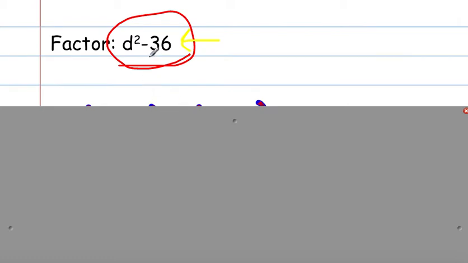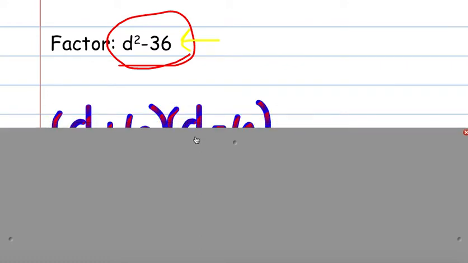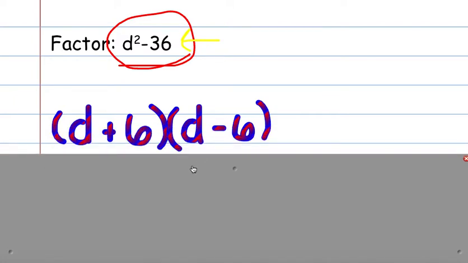So this is the difference of squares. So this is one of the vocab words that we'd studied throughout the unit, and this automatically factors to something really pretty, and we should know off the top of our head. So when we see the difference of two squares, we should automatically know what this factors into. So we're going to get d plus 6 and d minus 6.